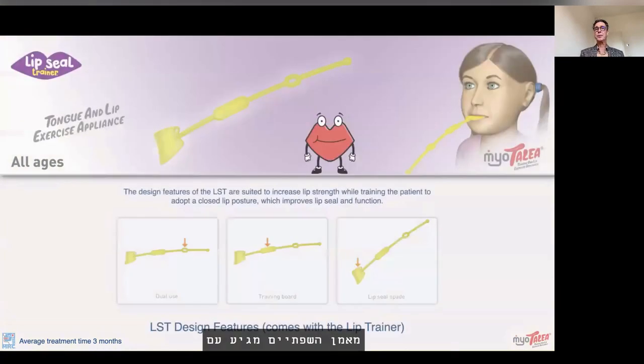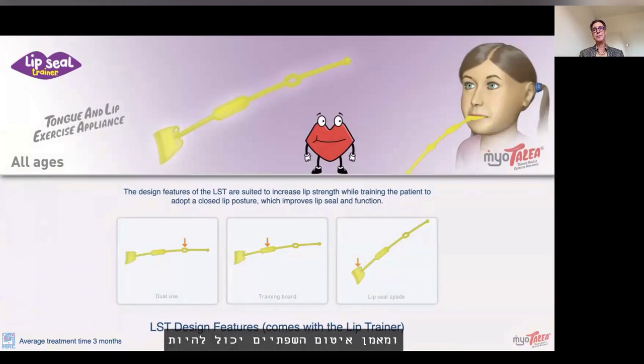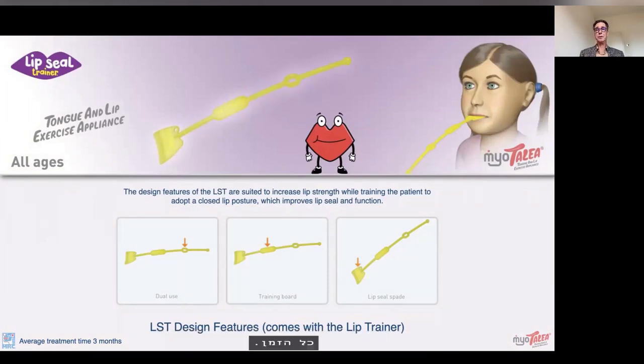The lip trainer comes with a lip seal trainer. So when you buy one appliance, you actually get two different appliances, the lip trainer and the lip seal trainer. The lip seal trainer can be used additionally, besides using the lip trainer, during daytime more often to make the patient conscious to seal the lips. When they are reading, watching TV, or playing a game, you can place the lip seal trainer between the lips and make sure that the lips are sealed all the time.